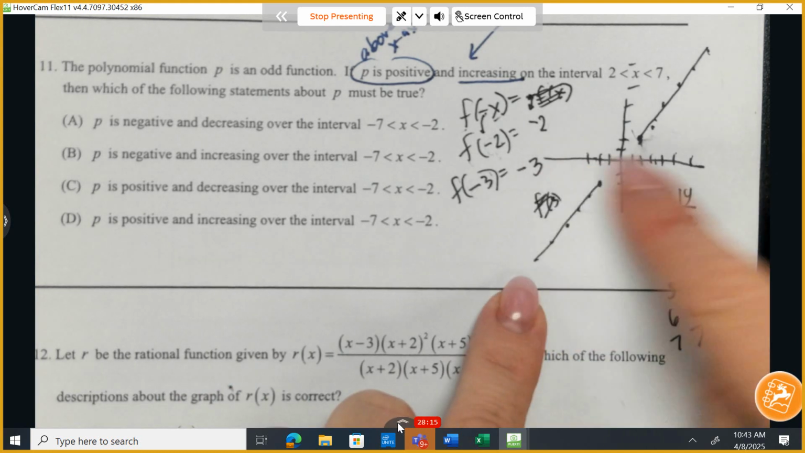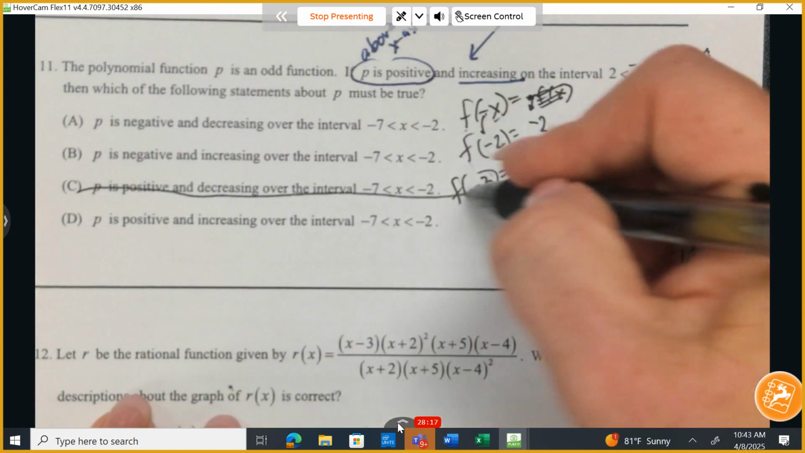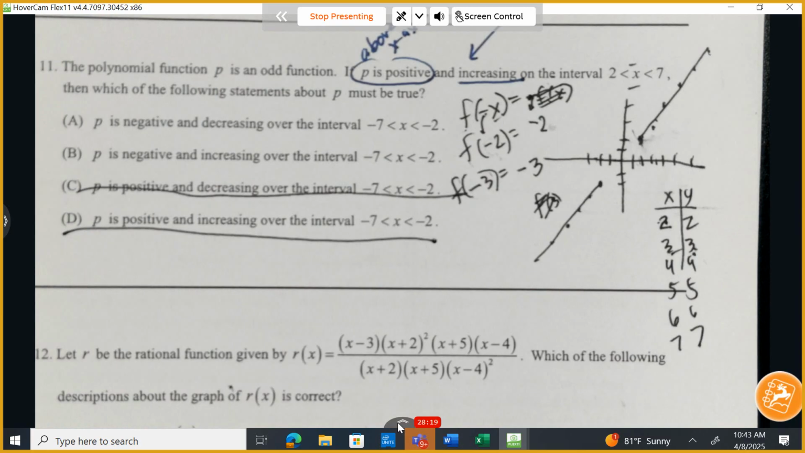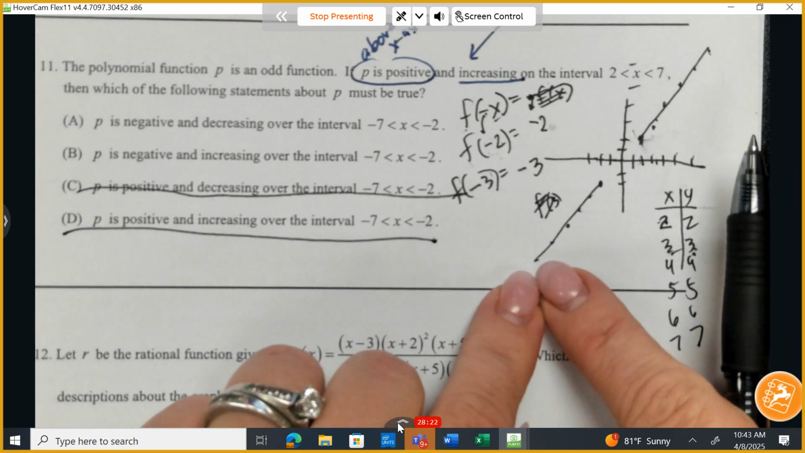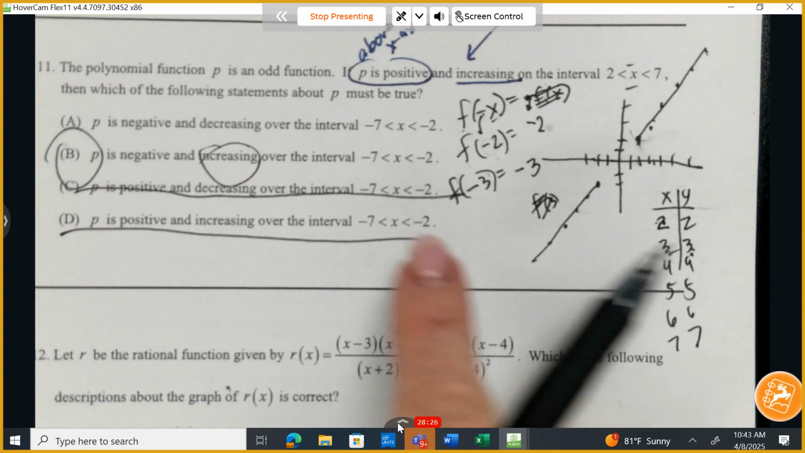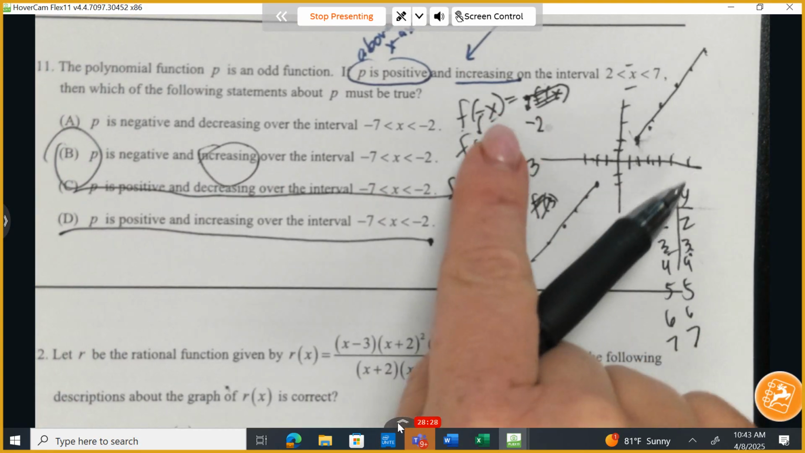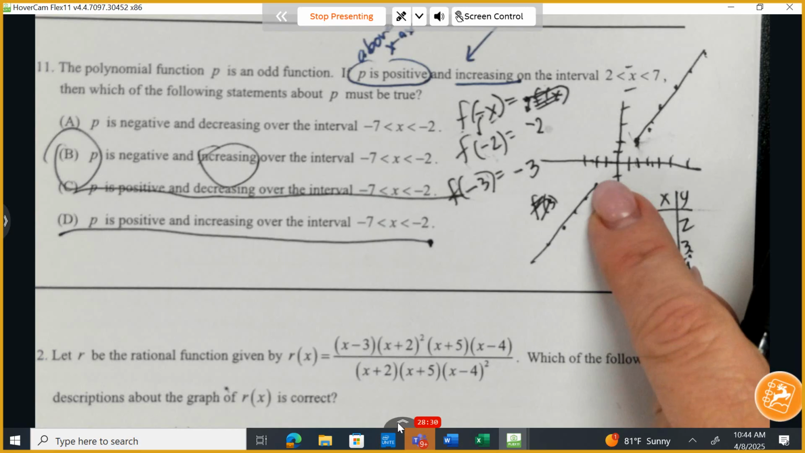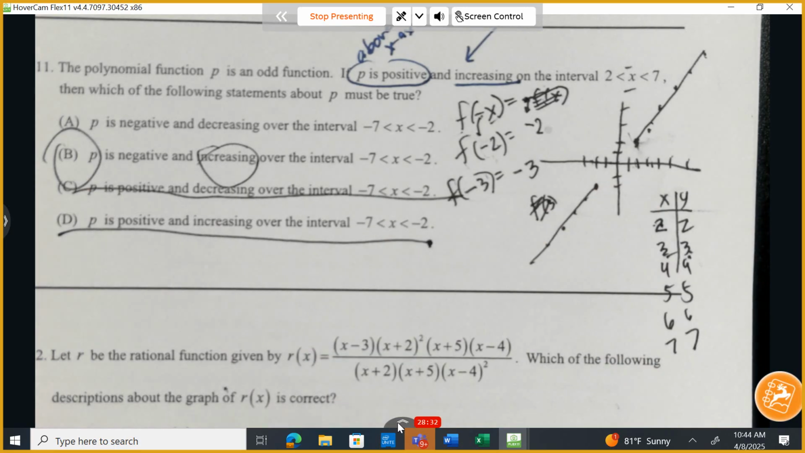So this is below the x-axis, so it's negative. I cross out the last 2. I can see that from left to right, it's increasing. There's only one option of increasing. And we also can see, by the way, it does go from negative x values of -7 all the way up to an ending interval of -2.